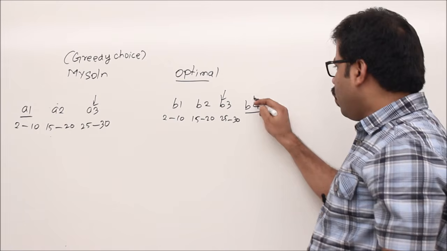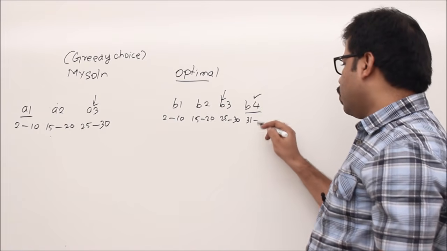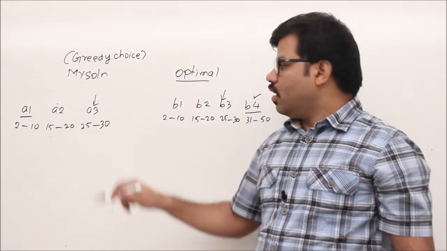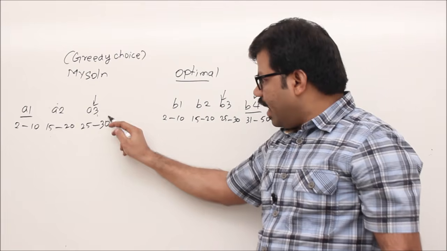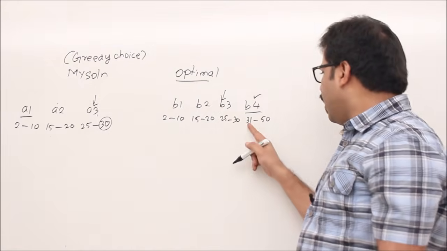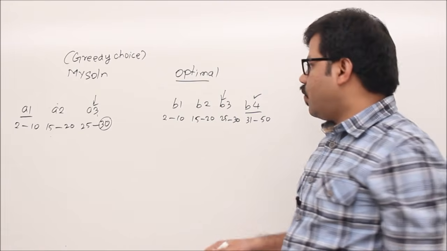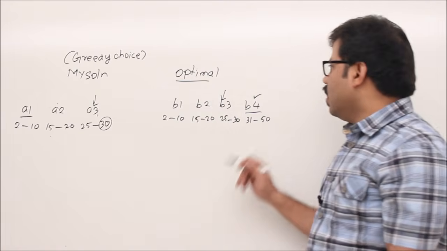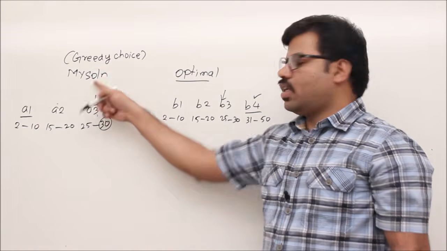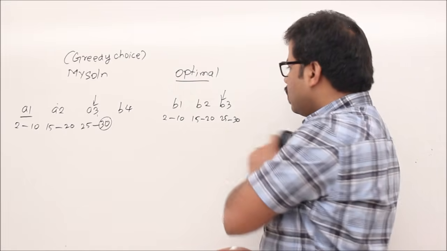Now if he can pick b4, then its starting time should be after 30, maybe 31 to something like 50. If he can pick it, then according to my greedy choice, after picking a3 whose finishing time is 30, I search for activities after 30. If he can get an activity, I also can get an activity, because both are working on the same set. That's why he is wrong. That means if he is getting one, I also get one, then my solution is also optimal. Done.